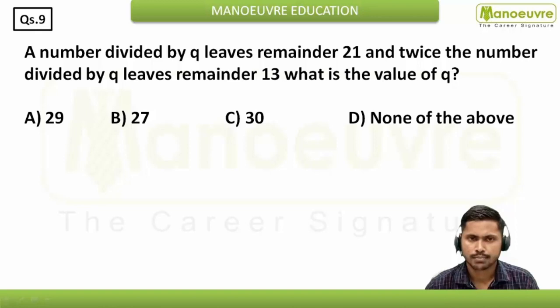A number divided by q leaves remainder 21, and twice the number divided by q leaves remainder 13. What is the value of q? So, very easy question. You can check out the options and you will get your answer.